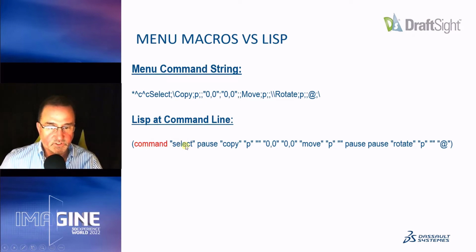So it's command. The command is called select. And instead of using a backslash, here in Lisp, we use the word pause. And then we can use basically copy, P for previous, 2 close quotes for hitting the space bar. We have 00, we have remove previous, hitting it again, pause, pause, rotate. So does not look much different. It's very similar.